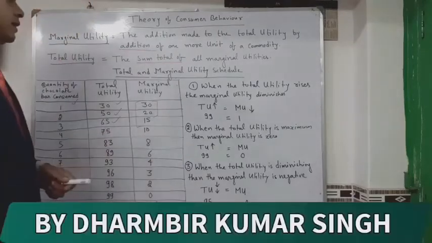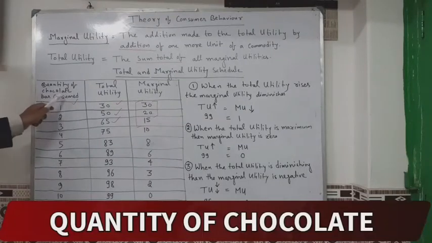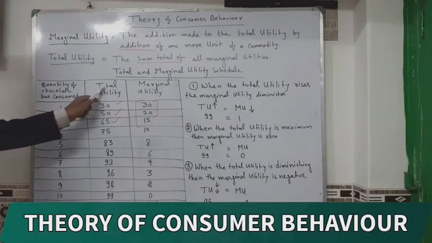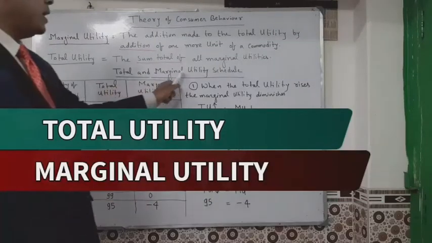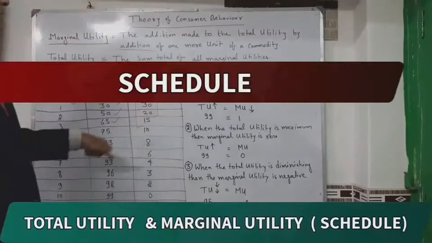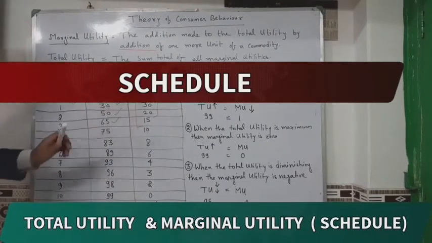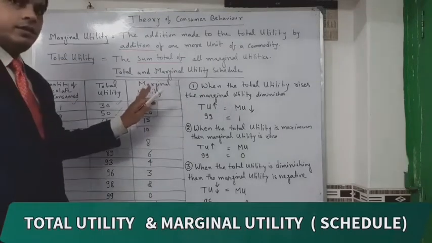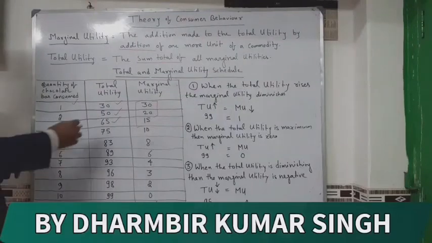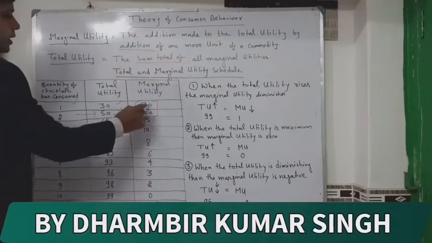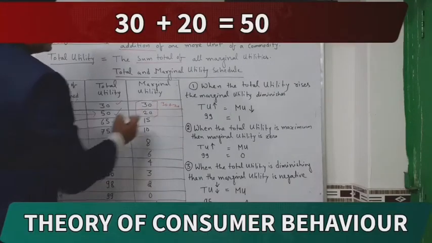Try to see this graph. Quantity of chocolate bar consumed, total utility, and this is marginal utility. This is the total and marginal utility schedule. Quantity of chocolate bar consumed: 1, total utility 30, marginal utility 30, there is no change. Then 2, total utility 50 and marginal utility 20. How do you get 50? 30 plus 20.